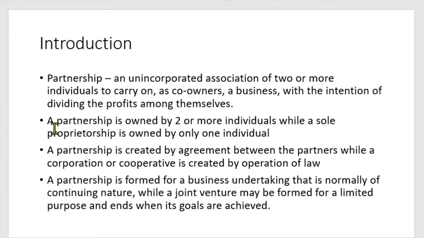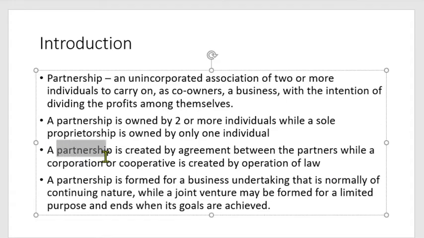So a partnership is owned by two or more individuals, while ito yung difference naman ng partnership with other forms of organization. A sole proprietorship is only owned by only one individual. A partnership is created by agreement between the partners, while a corporation or cooperative is created by operation of law. Kasi nga, di ba, when we look at partnership, it is consensual as long as there is meeting of the minds between two or more individuals, nagke-create na yung agreement nila, yung partnership.